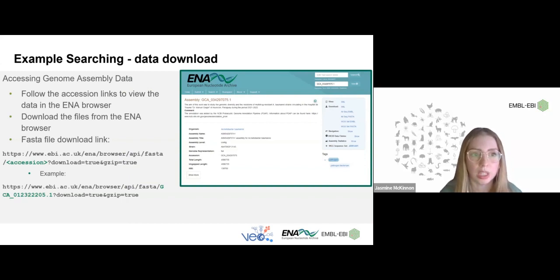So for example, if you wanted to access the genome assembly data, you can follow the accession links and view these individual records on the ENA browser, and you can download them directly from the browser. I've also pasted here the FASTA file download link, and you could provide the genome assembly accession here to get the download. We do also have tools for downloading assembly data via the ENA bulk downloader tool if you would like to download lots of assemblies in one go.